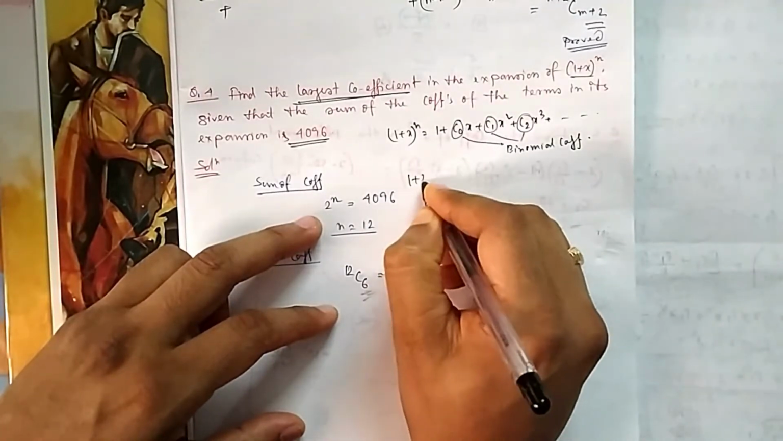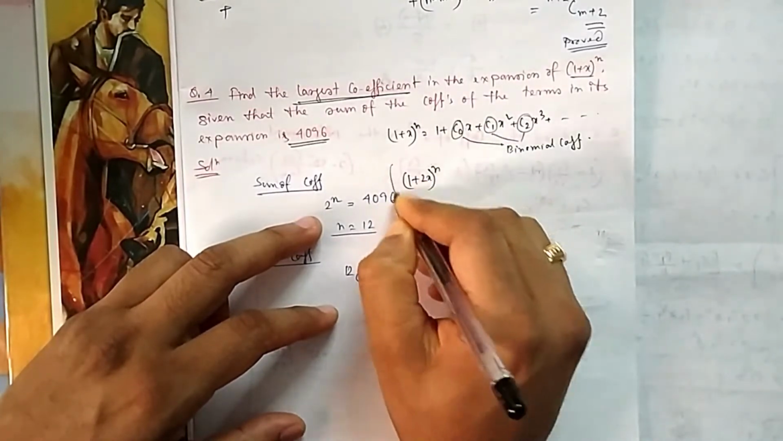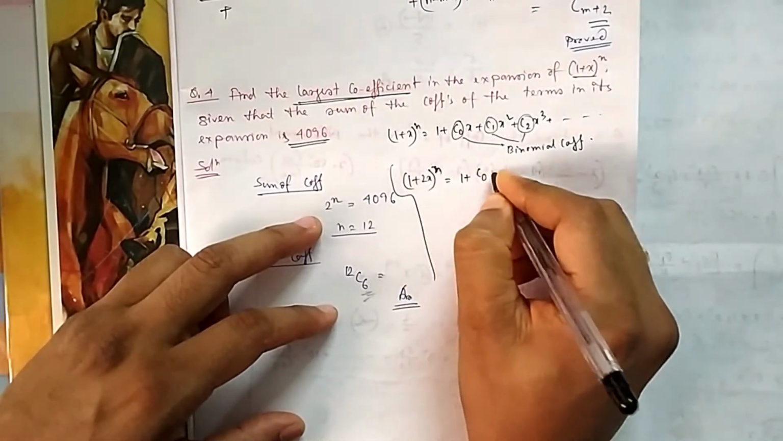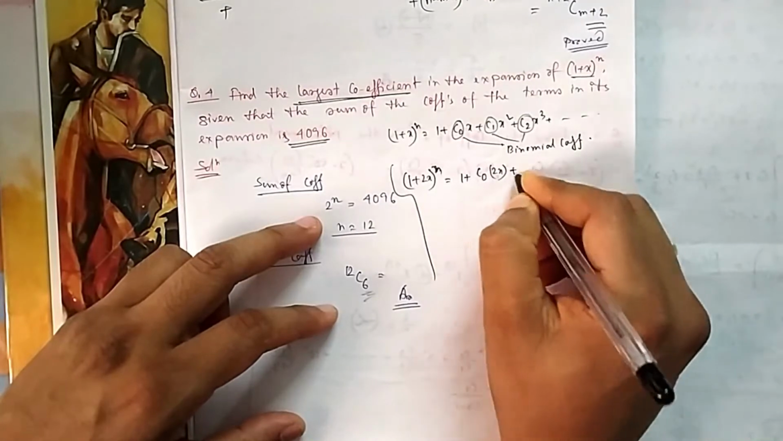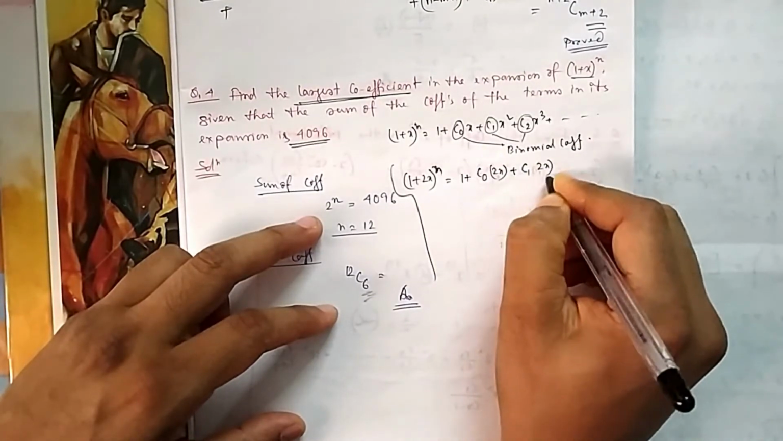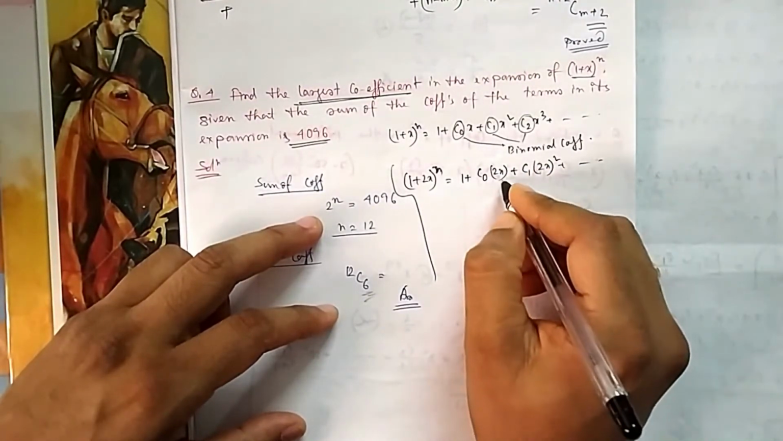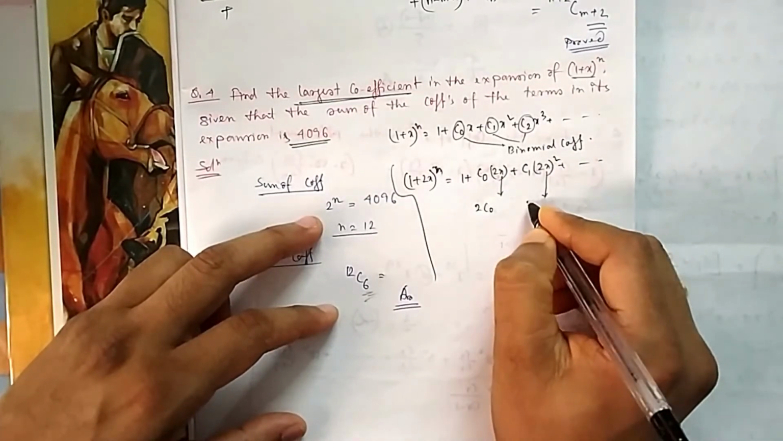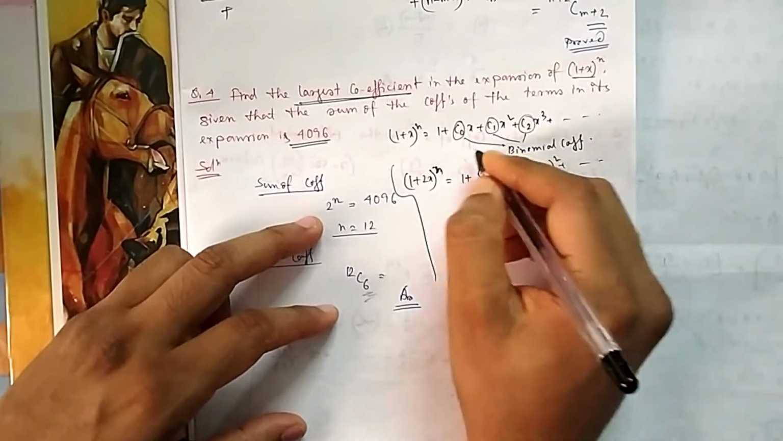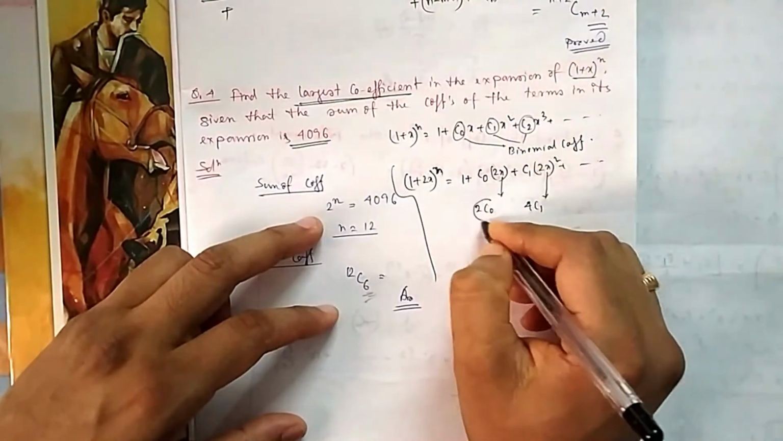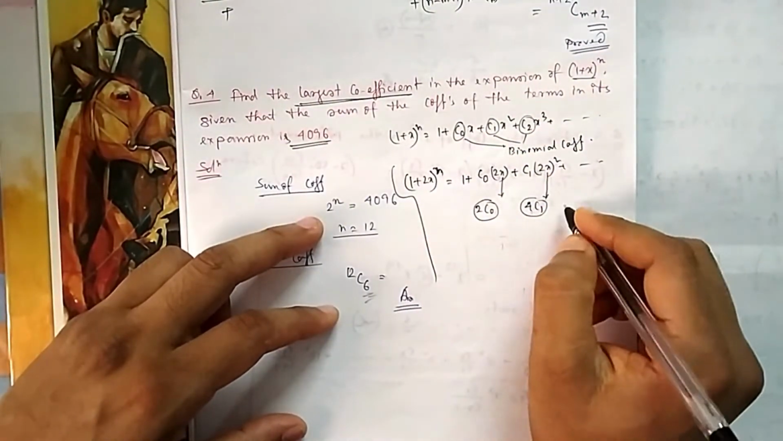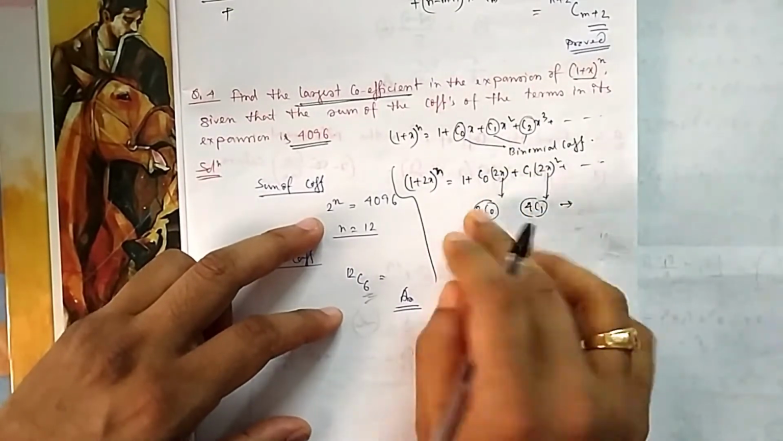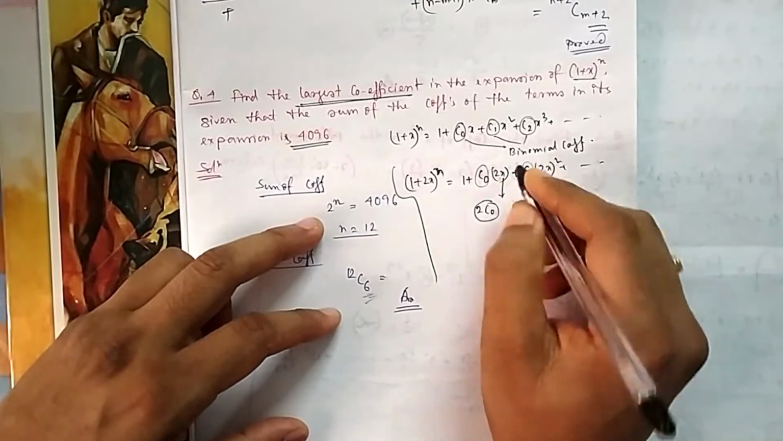Now suppose it is (1 plus 2x) to the power n. Now how will it be? It will be C0 plus C1 (2x) plus C2 (2x) whole square. So now what are the coefficients of x? Not C1, it is 2C1. What is the coefficient of x square? 4C2. So here the coefficients were C0, C1, but here the coefficients are 2C1, 4C2. So these are not binomial coefficients. These are coefficients but not binomial. Binomial coefficients are only C0, C1.